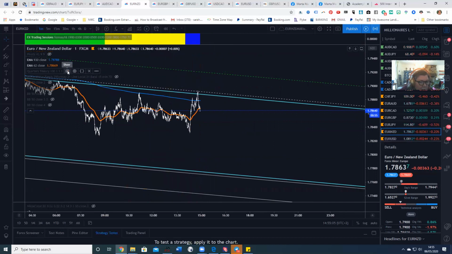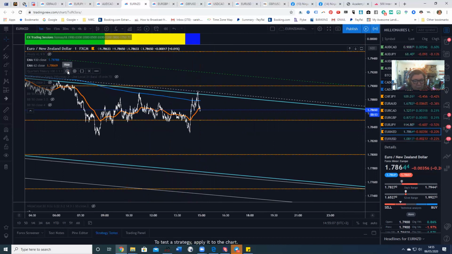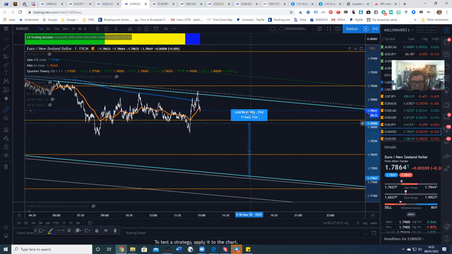And quarter theory, let's see if I can get that to stabilize. So nice rejection here. It didn't do a break and a retest there, but you've got quarter theory and the pitchfork, and it's coming down below the 62. Sometimes I do get in on a quarter theory trade. So it's a fast moving pair.